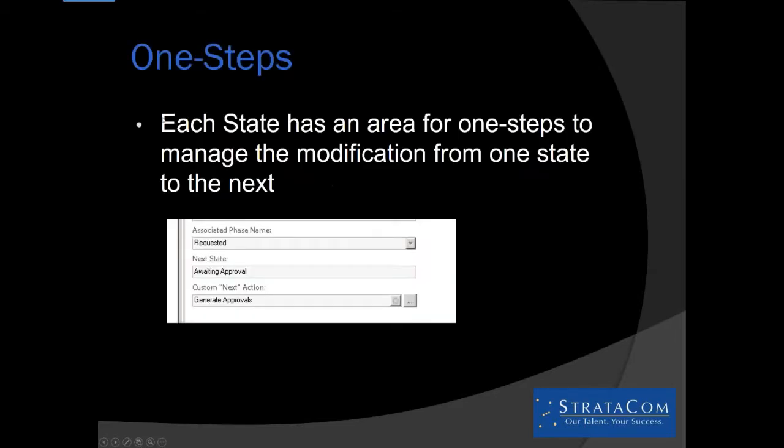So then we have going beyond. Each state has an area for one or more steps to manage the modification from one state to the next. So I have an associated phase name, which is requested. Then my next state would be approval. This is very familiar to people who are used to using the status tables, where you have the next state and how do I get to the next state. Well, in this particular case, going from requested to awaiting approval, I'm going to generate my approvals.